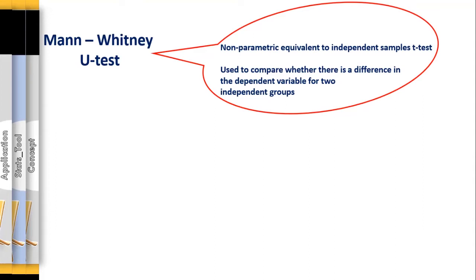One difference is that while the Whitney U test focuses on non-parametric variables, the independent sample t-test is carried out on parametric variables. One similarity between the two is that they both compare whether or not there is a difference in the dependent variable for two independent groups.